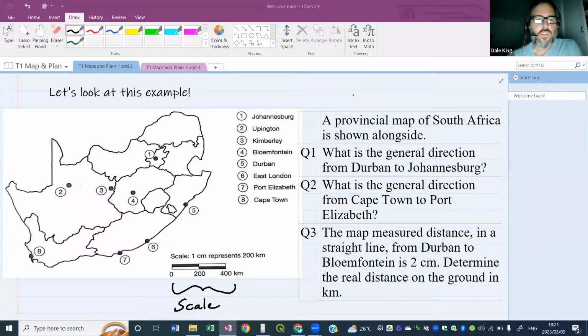All right, so this scale is for the map. And if there's a scale usually on a map, they're going to ask you questions with distance. Now I haven't got a compass here, so I'm going to draw one in. So I'm going to put an arrow there, and I'm going to say straight up is north.